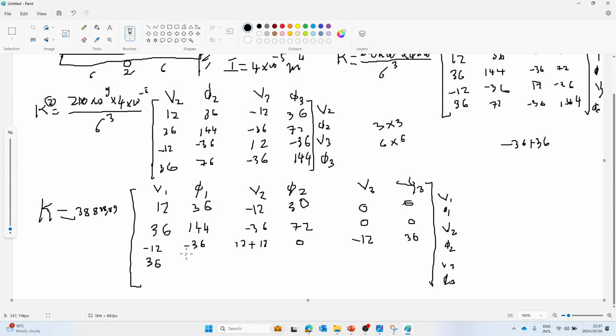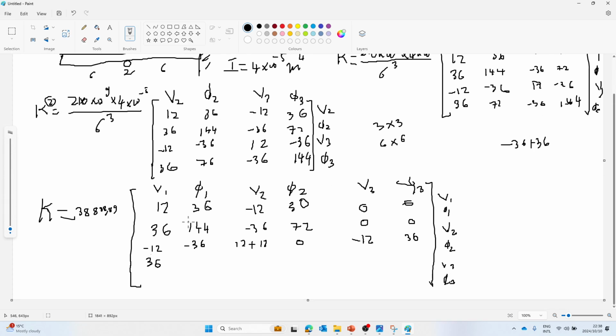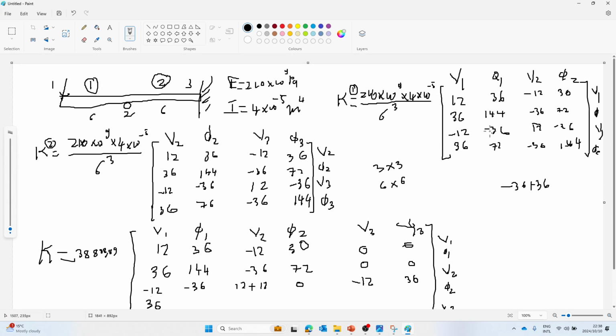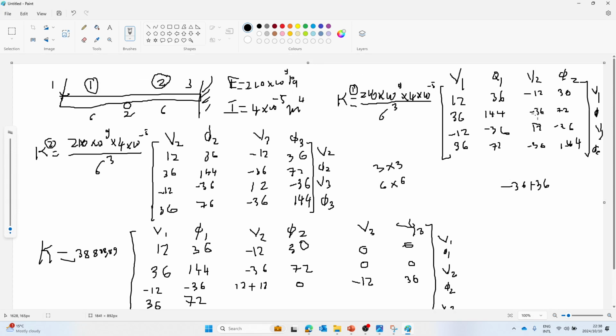What else do we have? We are between V1 phi 2. So what element do we have again? Phi 1, phi 1, phi 2. Phi 1, phi 2, 72. You don't think, you just write.